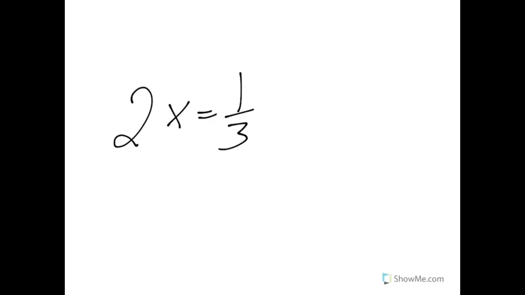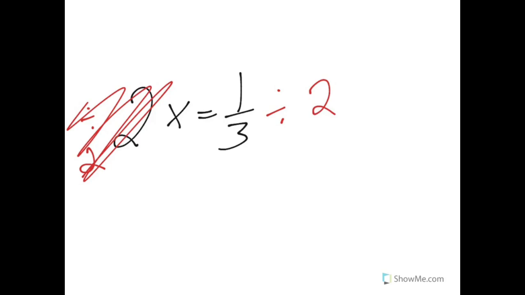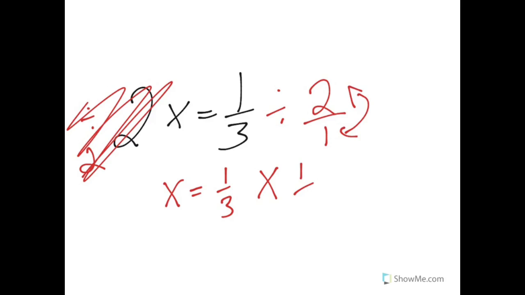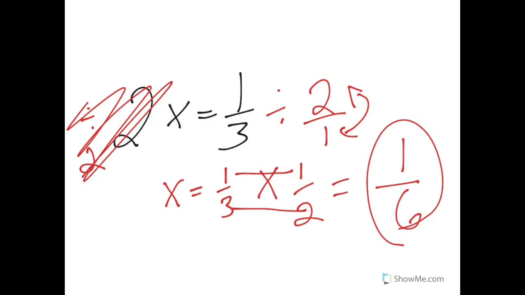2x equals 1/3. Okay, well, I want to divide out the 2 so I can cancel those out. So I end up with 1/3 divided by 2. I don't want to do that. That's harder math. I need to make that into multiplication. So I have x equals 1/3 times, what would be the inverse of 2 over 1? I would flip it. I end up with 1/2. So x equals 1/3 times 1/2. 1 times 1 is 1. 3 times 2 is 6. I end up with x equals 1/6.